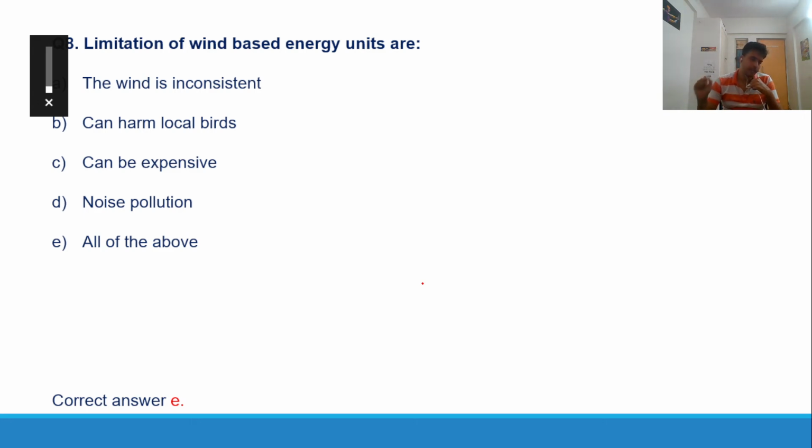Now question 8. Question 8 is basically: limitation of wind based energy units are. So what are the limitations of wind energy? If we are thinking of getting electricity from wind, what can be the main limitation?